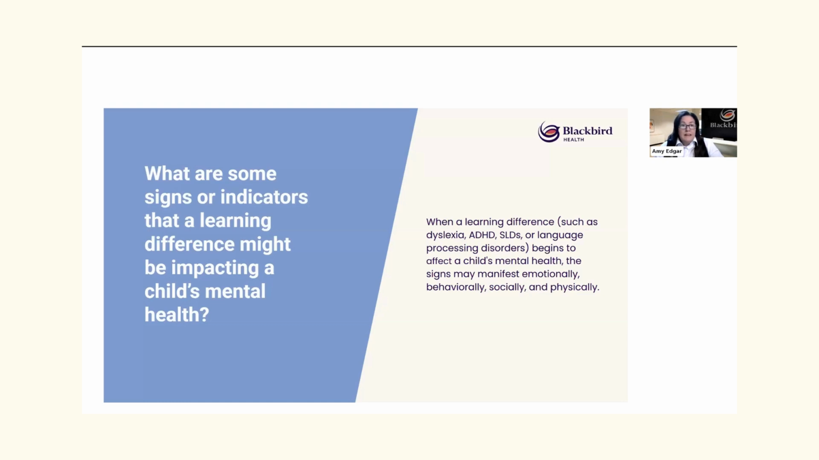You might see this behaviorally. So this is where you might see homework refusal or schoolwork refusal, attempts to avoid academic tasks that are particularly challenging related to their learning difference. Socially, this shows up with kids comparing themselves to others, feeling like they're not as accomplished or as successful or as smart as their peers.